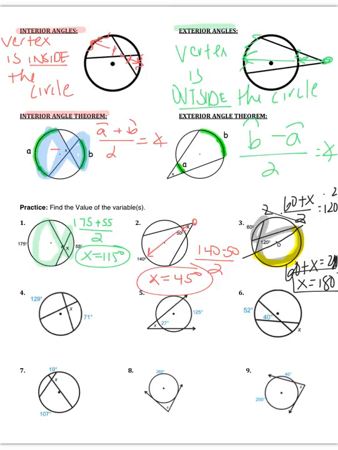So if I look at this next example, number 4, I notice it's an interior angle, so I'm going to make my bow tie. So 129 plus 71 divided by 2 equals my angle, x. So 129 plus 71 divided by 2, x should be 100.